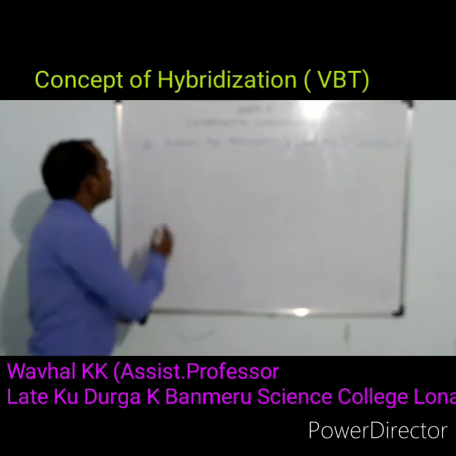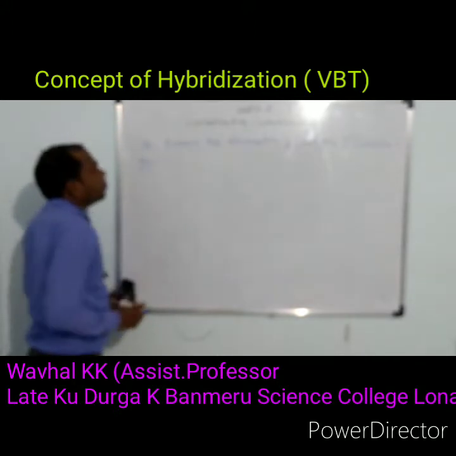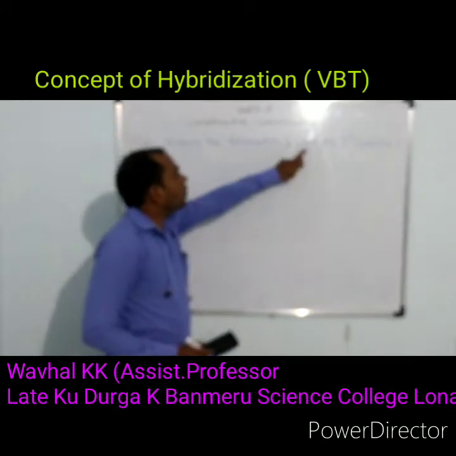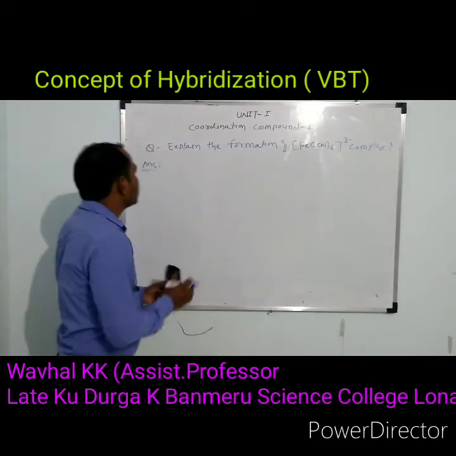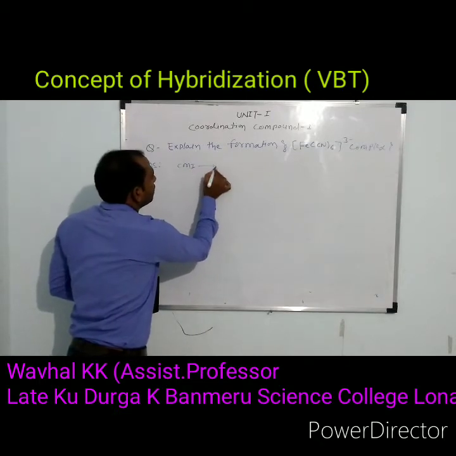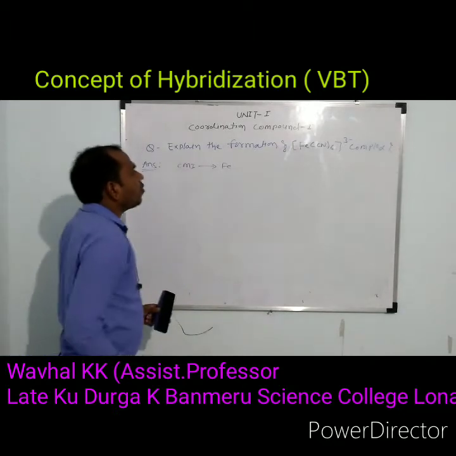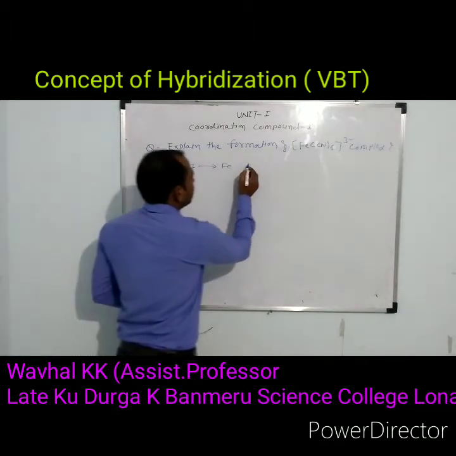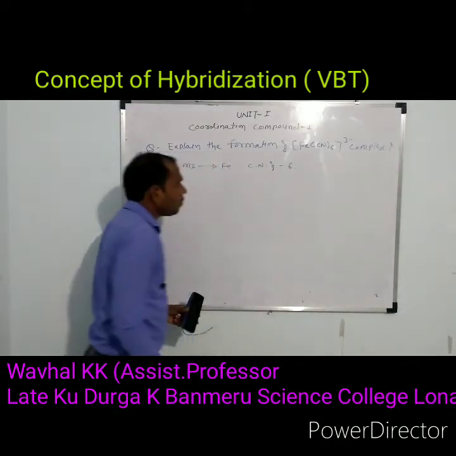First of all, write the answer. In the answer, write: in this complex, the central metal atom is iron (Fe). Then write, the coordination number of this complex is 6.